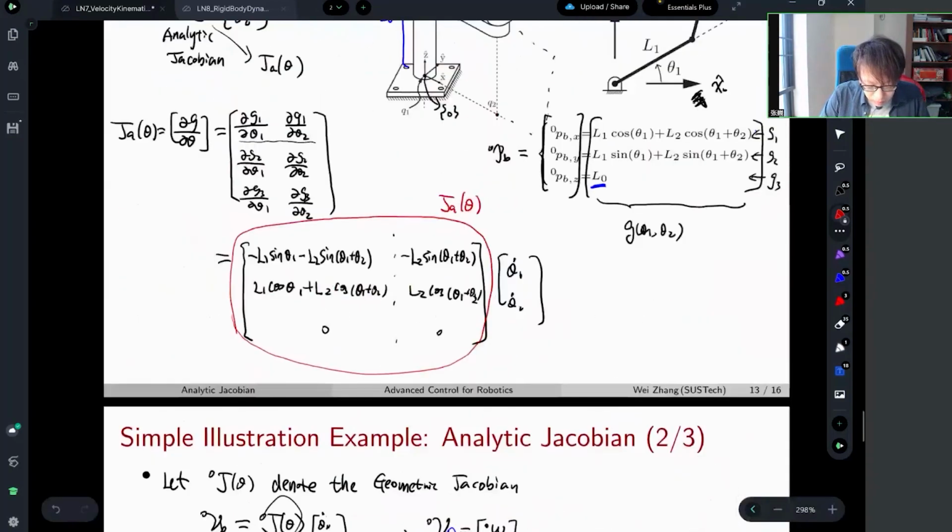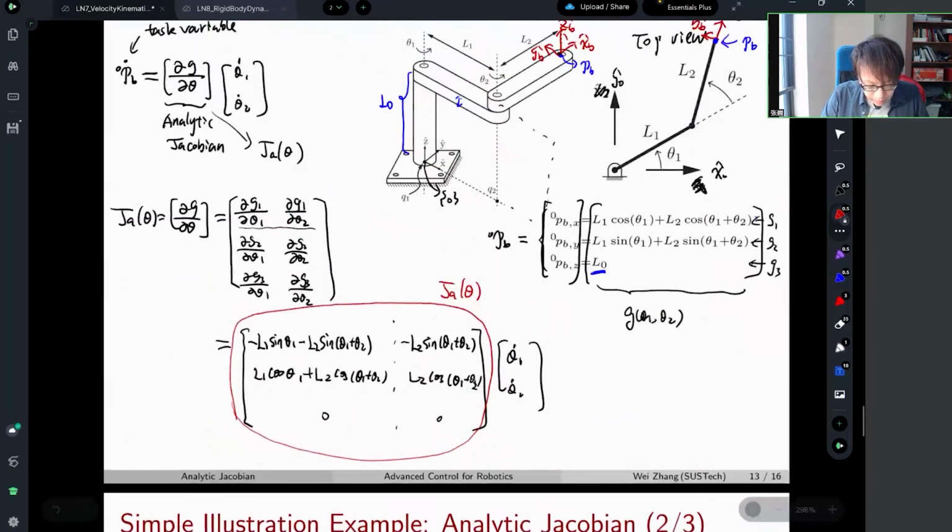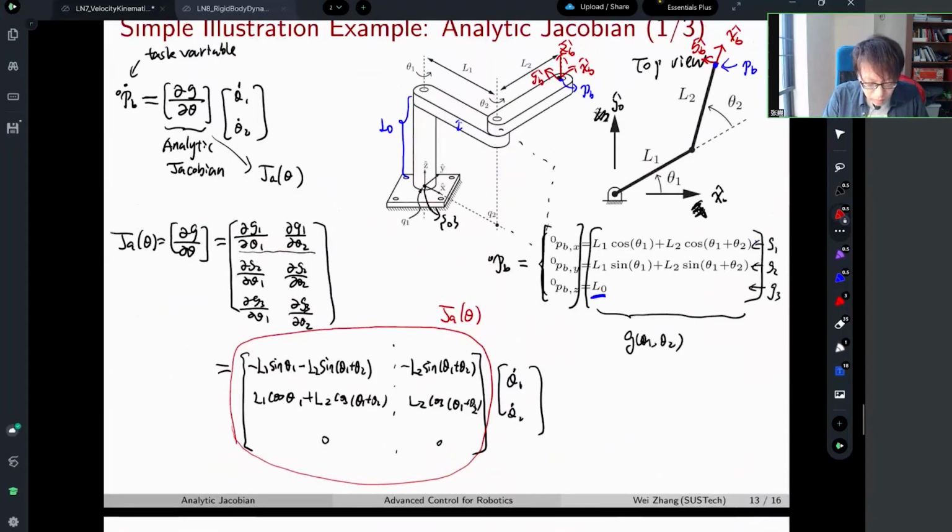And what I also want to emphasize is that this is conceptually easier, but it's less insightful. You need to find analytical formulas, you just take derivatives. You don't have the screw axis concept anymore. So each column of this is not a screw axis. It is somehow coupled with the local coordinates you choose.